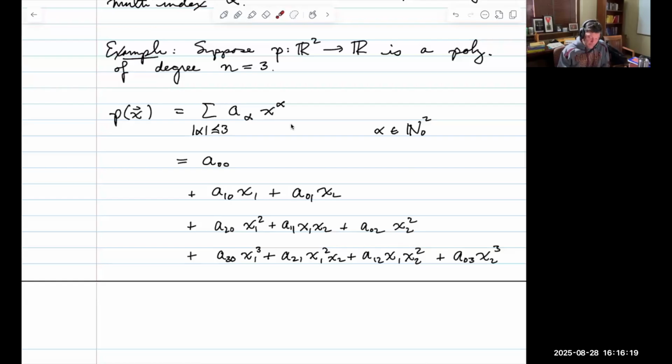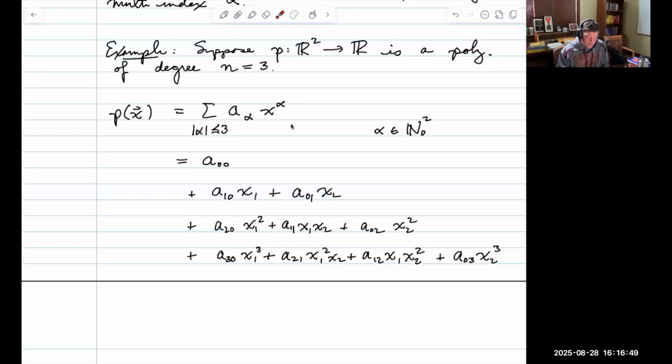For example, for the second degree terms, there are exactly 3 coefficients. One possibility is alpha equal to 2, 0, then alpha equal to 1, 1, and alpha equal to 0, 2. Those are the 3 possibilities. So each one of those represents a coefficient associated to a different term. For example, 2, 0 is going to be x1 to the 2 power, x2 to the 0 power, which I'm going to leave off because it's 1.